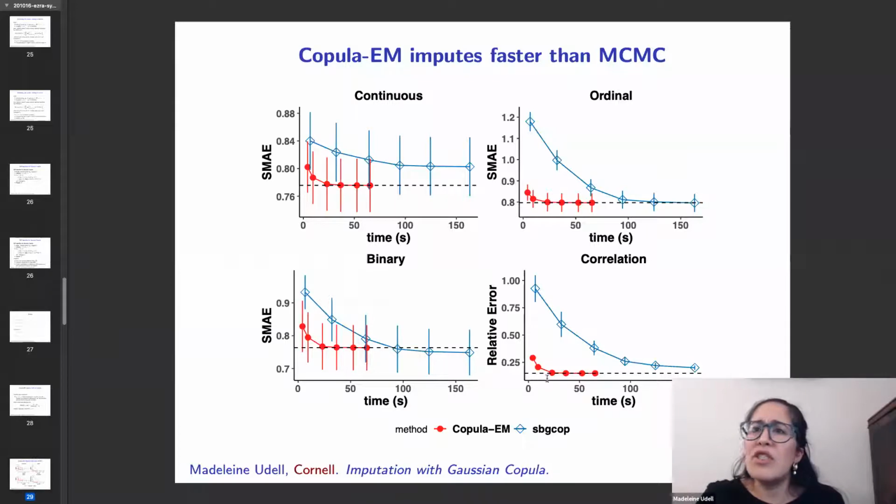The estimate of the correlation also, we're converging so much faster that it's not even quite clear that Hoff's method is converging to the right thing. And here this is synthetic data, so we know the true correlations.